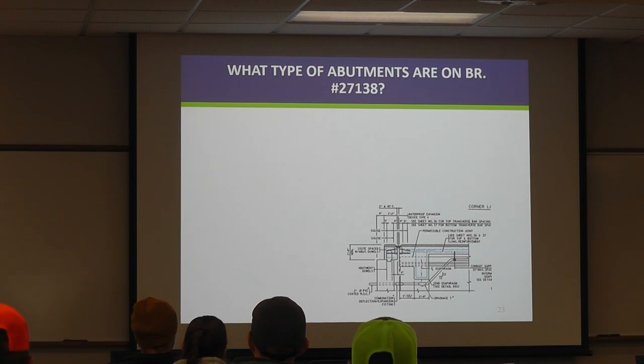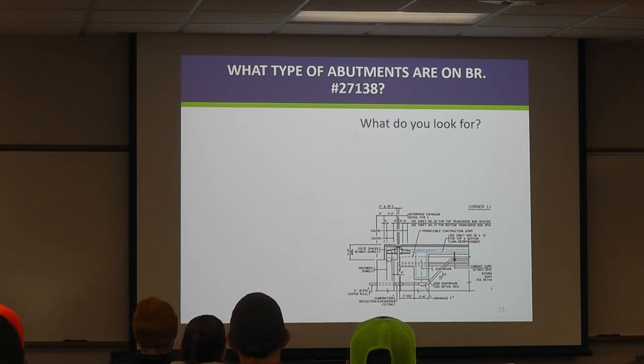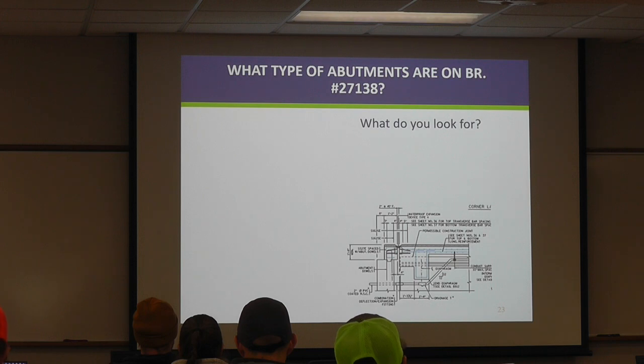And so some more of the details. On our bridge, what type of abutment do we have on Bridge 2738? So here's the detail of our deck. And so what kind of things do we look for? So what do we have for the type of abutment on our bridge? Integral, semi-integral, parapet. Those are our options. Parapet.